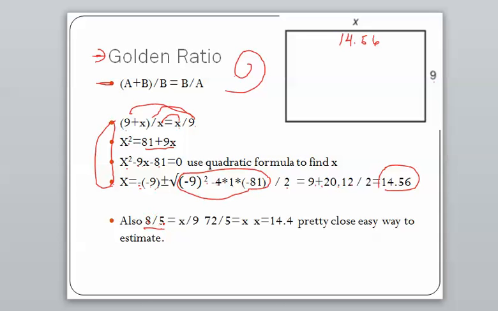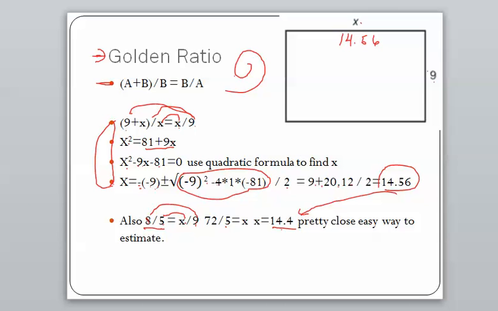8 over 5. 8's the big side, 5's the small side. Big side, small side. X over 9. 8 over 5 is equal to X over 9. Well, means and extremes: 72, 5X. 72 divided by 5 is 14.4. Look how close I got just by using that ratio. It's an easy way to estimate what the value is. And if I'm told it's in a golden ratio or golden rectangle, either one of those two things, it's real simple to just use this 8 over 5 and get a number that you can work with.